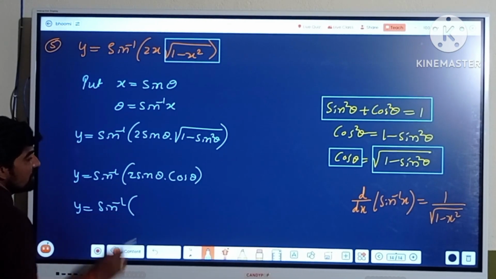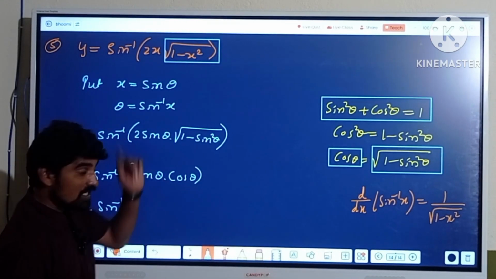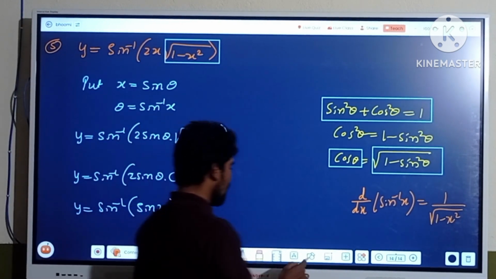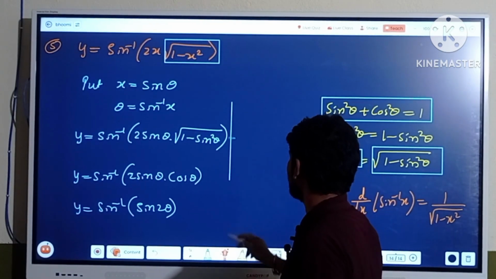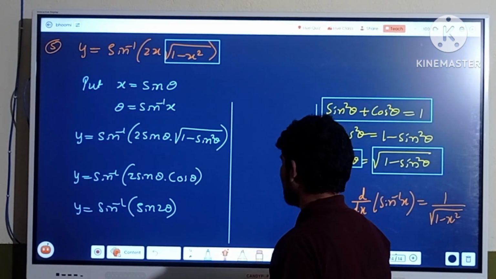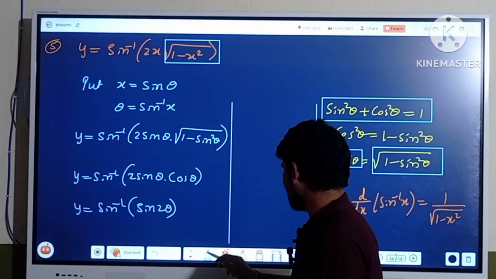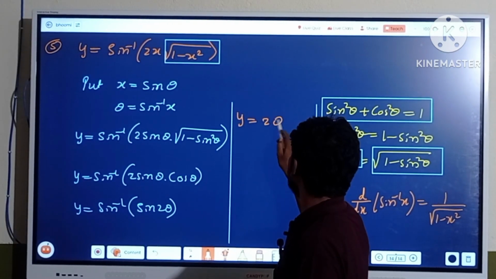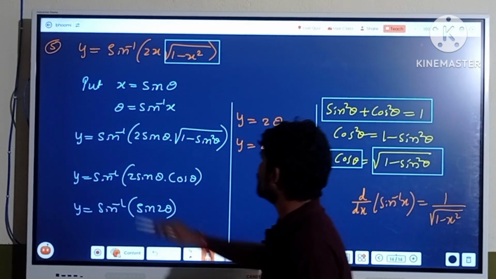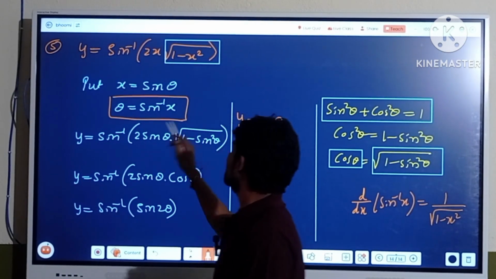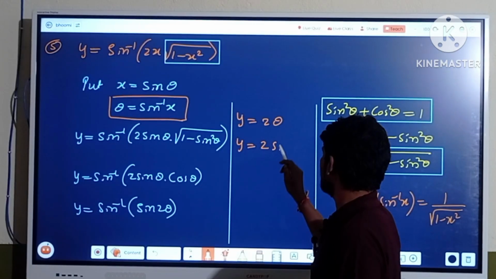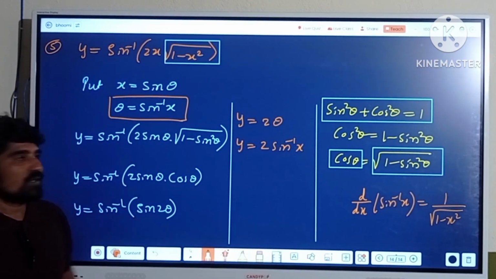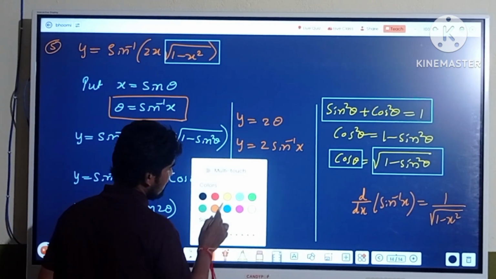Now observe the term inside the bracket. Sin inverse of 2 sin theta into cos theta is a formula for sin 2 theta. Again by using the property of inverse trigonometric function, sin inverse of sin of something is equal to something. Here something is 2 theta. Therefore y is equal to 2 into theta. Theta is sin inverse x. So 2 into sin inverse x. Now we wrote the simplest form of the given inverse trigonometric function. Now easily we can differentiate this.